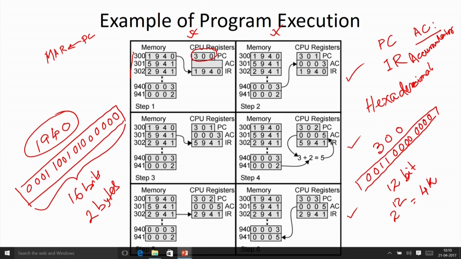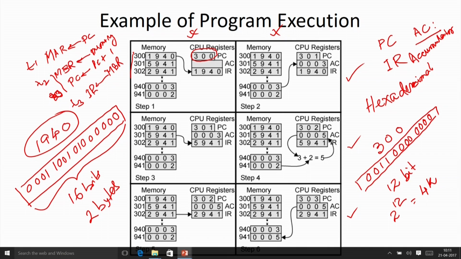We are not showing MAR and MBR here. Then, in MBR, we get the contents of the memory location. In this case, the memory location is 300, and along with that we increase the value of the program counter, so PC plus 1. If this is my time cycle T1, this is T2, this is T3. Sorry, both of these will be done in T2, and in time cycle T3 we transfer the information from MBR to IR.